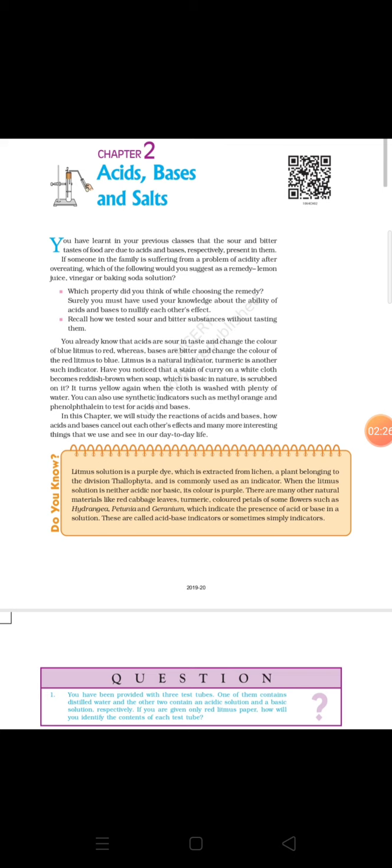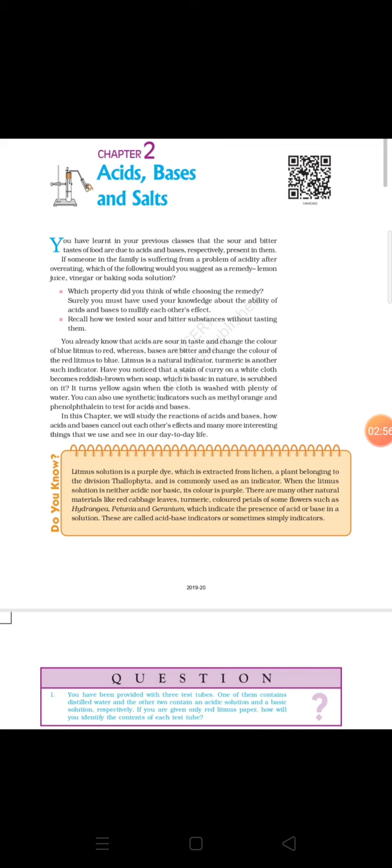You can also use synthetic indicators such as methyl orange and phenolphthalein to test for acids and bases. So these two are synthetic indicators. Please do underline this. These two are examples of synthetic indicators. We will also perform some experiments based on synthetic indicators methyl orange and phenolphthalein in the lab, as well as we will also use litmus solution.